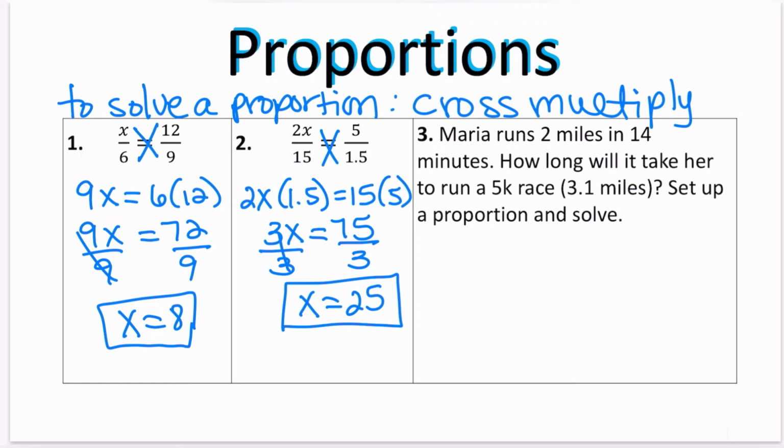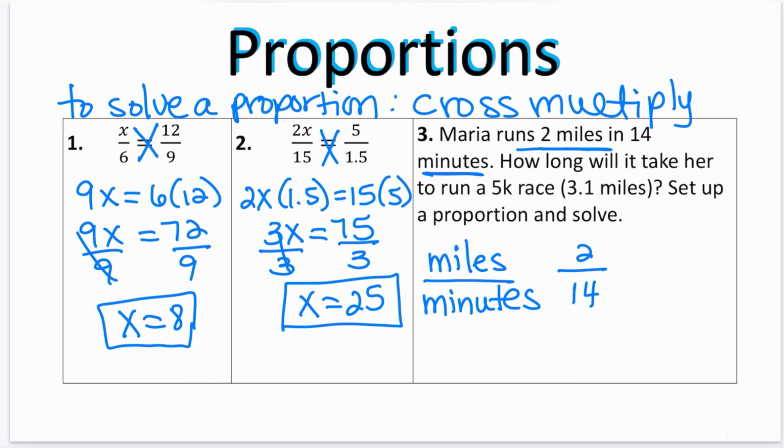What's the ratio here? We are comparing the fact that Maria runs 2 miles, or the number of miles, in 14 minutes. So what we are comparing here is miles to minutes. And the information that we know from the word problem is that Maria runs 2 miles in 14 minutes. So 2 is to 14 as, now the question asks, how long will it take her to run a 5K race, which is 3.1 miles?